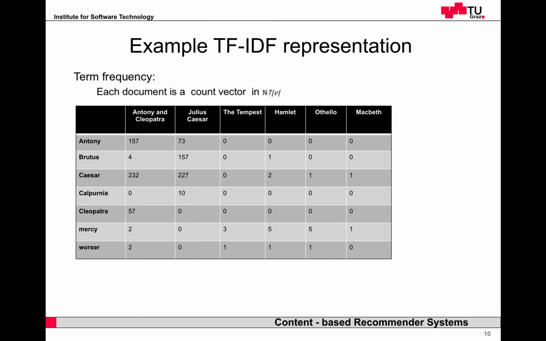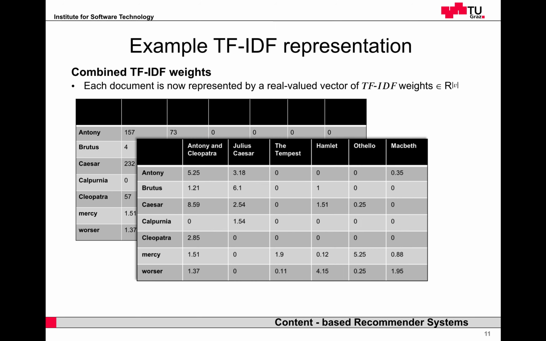Now let's take a look at an example of the TF-IDF representation. Each document is a count vector with n dimensions. So in this table, each document is represented in a column showing a vector of 7 dimensions. This means each document is described by 7 different keywords. And here is the representation of TF-IDF. Each document is now represented by a real-valued vector of TF-IDF weights.